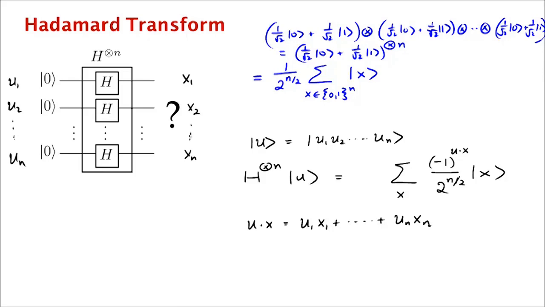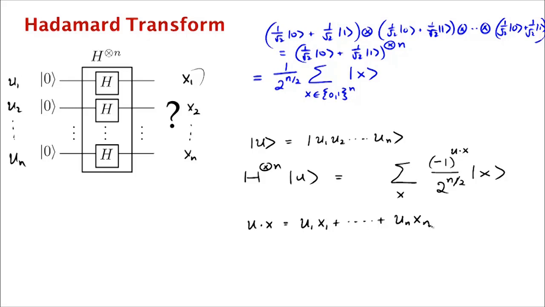Okay. So when do you get a minus sign? Well, only when the input bit is equal to the output bit equal to 1, right? So u dot x is counting how many such minus signs you get. And then when you take minus 1 to this power, it tells you whether you get an odd number or an even number of minus signs. And so your overall phase is negative if and only if you get an odd number of minus signs.